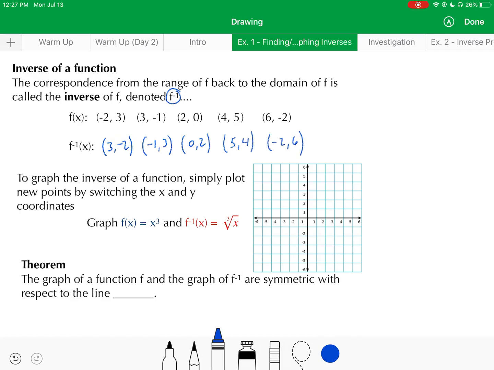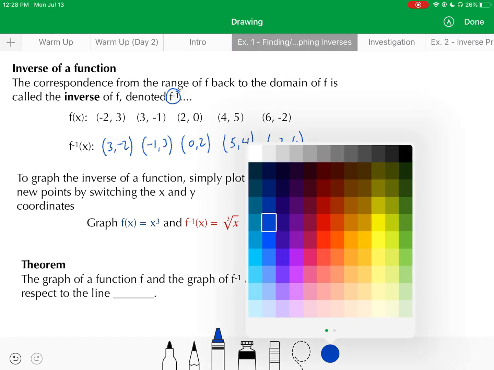Okay, pretty simple. Let's say you want to graph the inverse of a function. Well, all you need to do is follow this rule of switching the x and the y values, and you can plot new points to give the graph of the inverse function. So kind of to verify this, let's say we're working with the cubic function and the cube root function. Those are in fact inverses of each other.